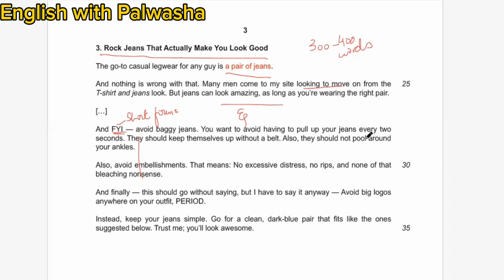"You want to avoid having to pull up your jeans every 2 seconds. They should keep themselves up without a belt. Also, they should not pool around your ankles. Also, avoid embellishments. That means no excessive distress, no rips, and none of that bleaching nonsense." So there is continuous use of punctuation, making the sentences short, and colons used everywhere. Now, and finally, hyphen. "This should go without saying, but I have to say it anyway." So there are some dialogues which are embedded as well. "Avoid big logos anywhere on your outfit."